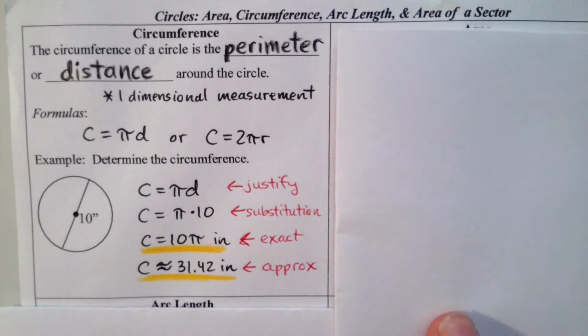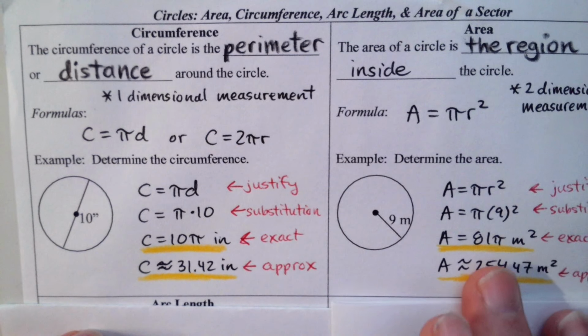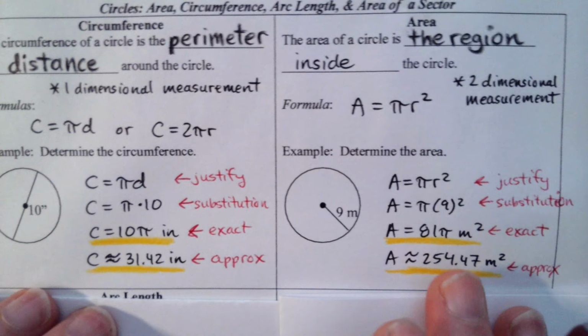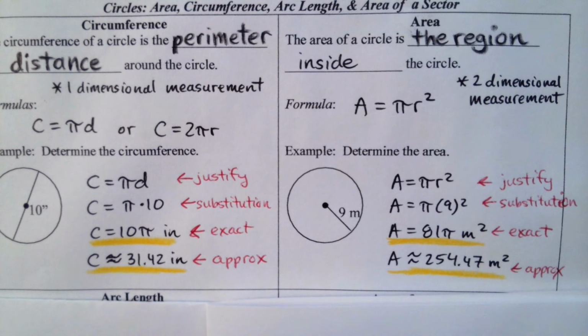Okay, that was circumference. Area. Area of a circle is the region inside the circle. It's a two-dimensional measurement, so we're going to put our answer in terms of square units. The formula, area is pi r squared. Just like in the previous example, show 4 steps.